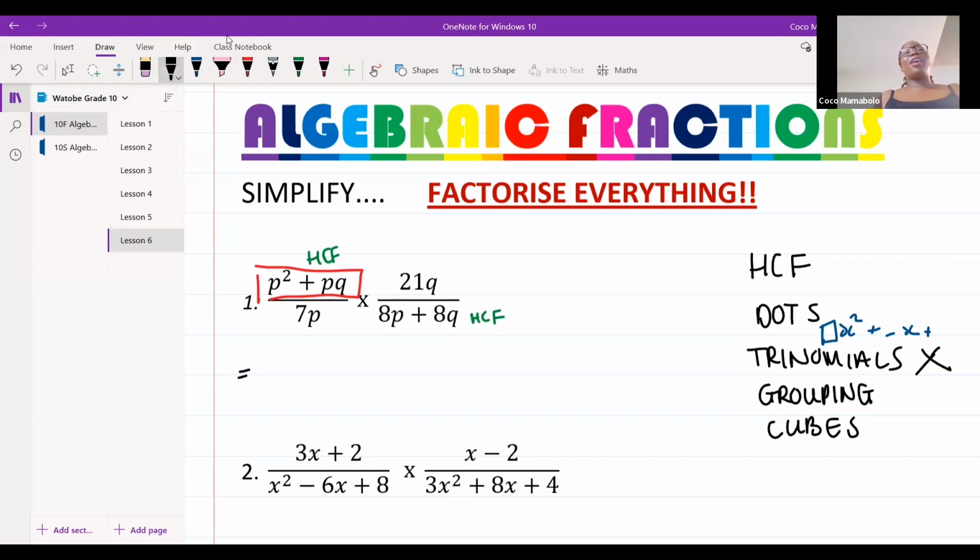All right, now, if I look at this top part over here, I know that this part has a p and that part has a p. So they have p in common. And I can take p out because that's what's common, right?